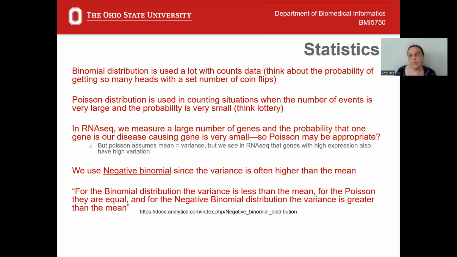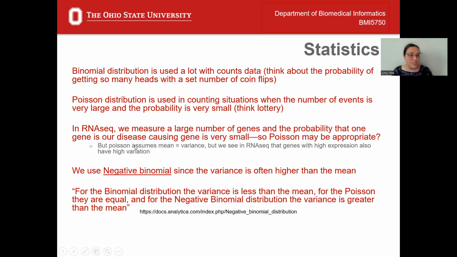And so let's think about some of the distributions that exist in statistics. So there's a binomial distribution. It's used a lot with counts data. Like if you are flipping a coin, how many times are you going to get a head compared to a tail? But that doesn't really apply here. There's reasons. I will tell you reasons later.